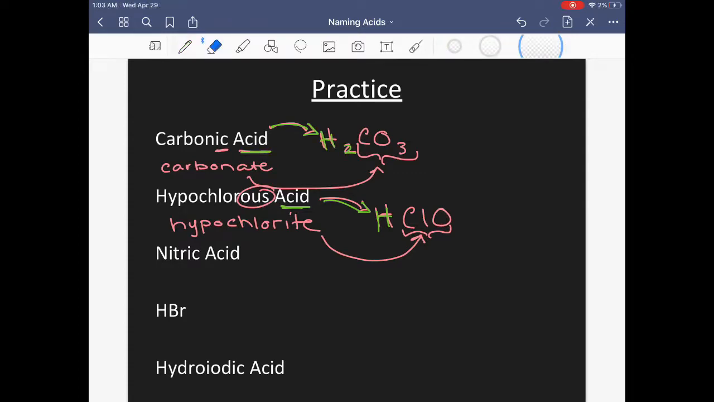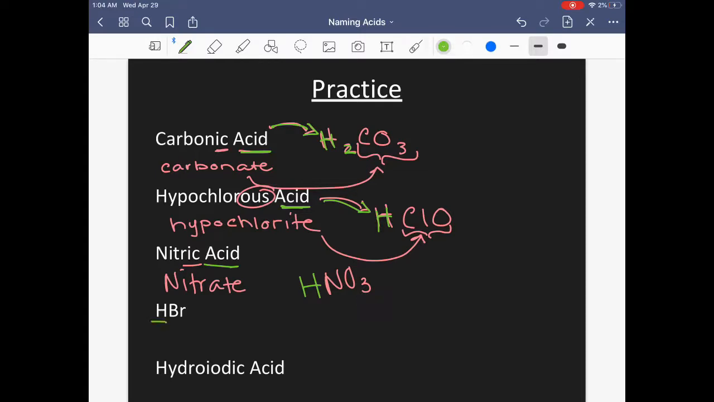All right, so now let's take a look at nitric acid. That -ic lets me know that my original polyatomic ended in -ate, which would be nitrate. All right, so nitrate's formula would be NO3. Because it's an acid, I know that I have an H in the front like we just talked about. And NO3 is a -1, so your charges are going to cancel out, and you're left with HNO3 for nitric acid.